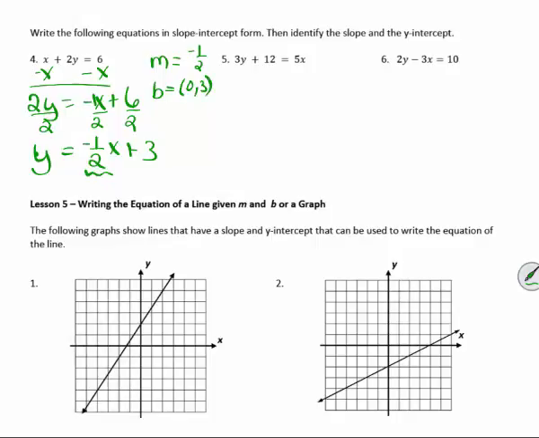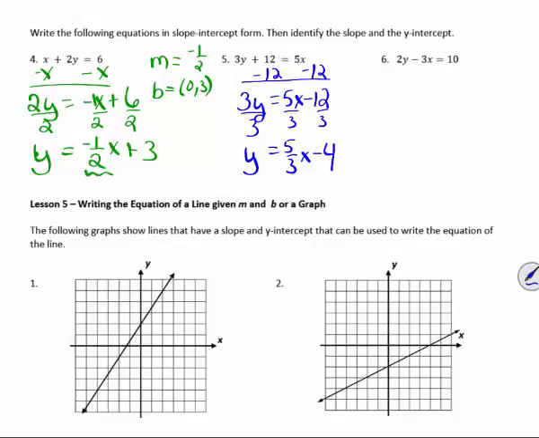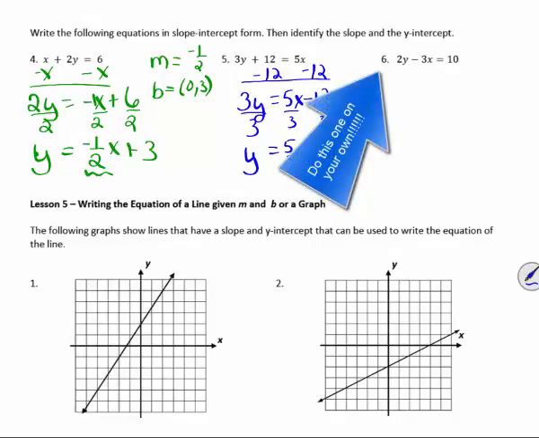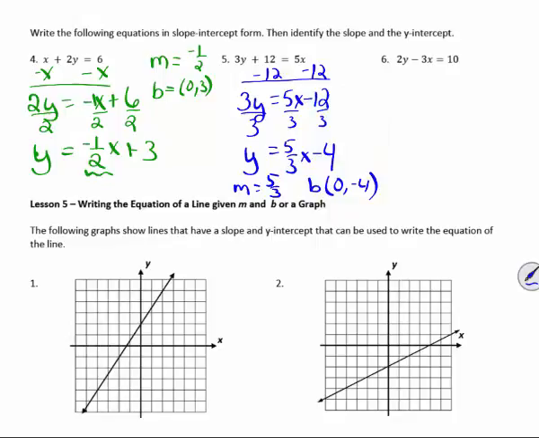All right, next problem. x is already over there, so I just have to subtract 12. So we're going to have 3y equals 5x minus 12. Divide everything by 3. So y is 5/3 x minus 4. Again, you want to keep it as a fraction unless it reduces to a whole number. So my m is 5/3. My y-intercept, 0, negative 4.